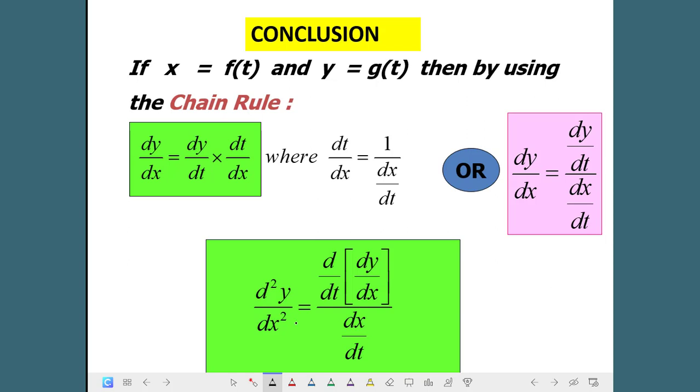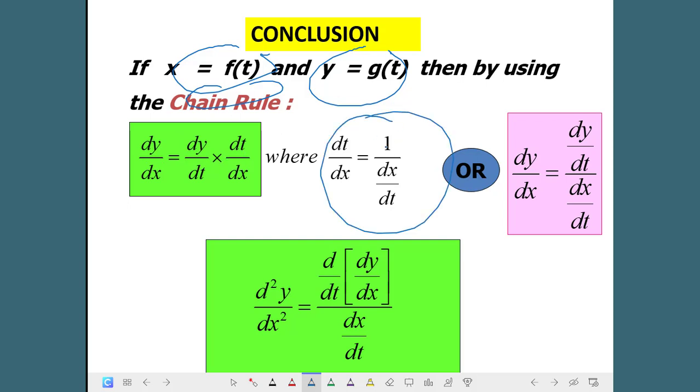Conclusion. If x is in parameter t, y in parameter t, then by using chain rule, dy/dx equals dy/dt times dt/dx, or dt/dx is equal to 1 over dx/dt. Or just remember that dy/dx is equal to dy/dt over dx/dt. And then for the second derivative, d²y/dx², differentiate dy/dx with respect to t over dx/dt. So that's all for this lecture, and then done.